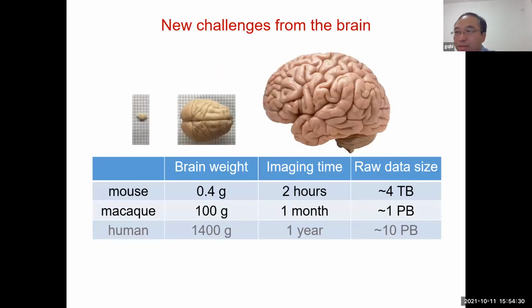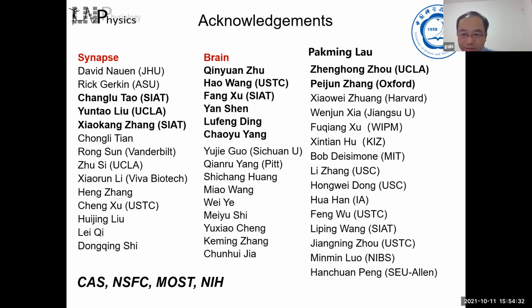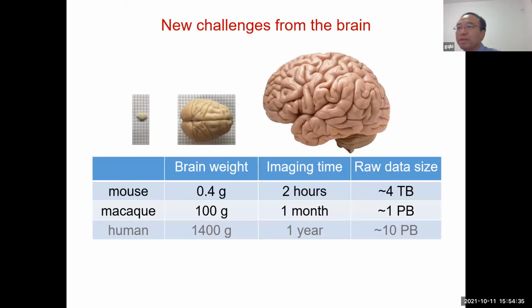I want to spend a couple of minutes to show the new challenges. So now we can image these brains. We can image a mouse, which gives us a few terabytes of data. We can image a macaque monkey, which gives us less than a petabyte of data. And we can also then image humans, which will probably give us 10 petabytes of data. So it's a huge amount of data that's totally beyond our imagination a few years ago.